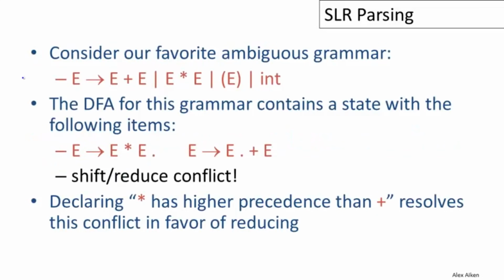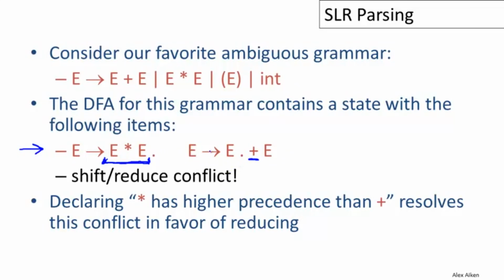So let's revert to the most natural and also most ambiguous grammar for plus and times over the integers, which we've looked at before. If you go through and build the DFA for the viable prefixes of this grammar, you will discover that there is a state that has the following two items in it. One says that we have seen E times E on the stack, and that we can now reduce by E goes to E times E. The other says that if there's a plus coming up in the input, we should shift.